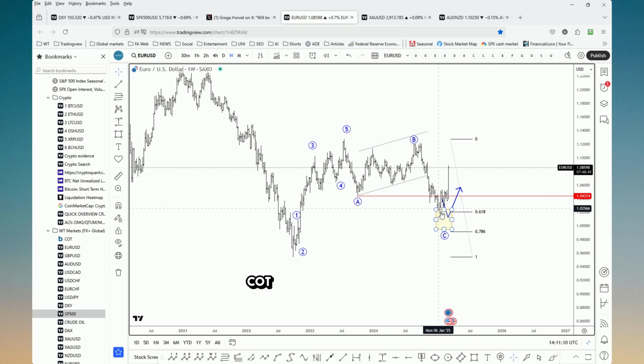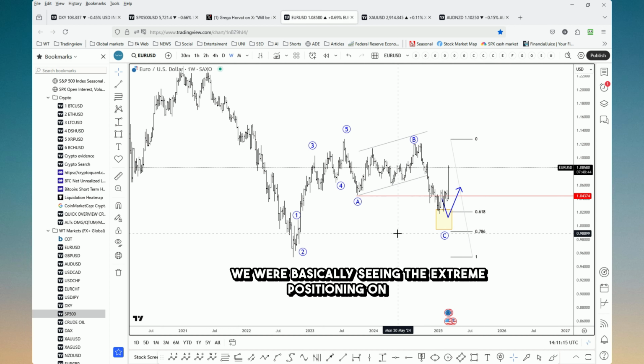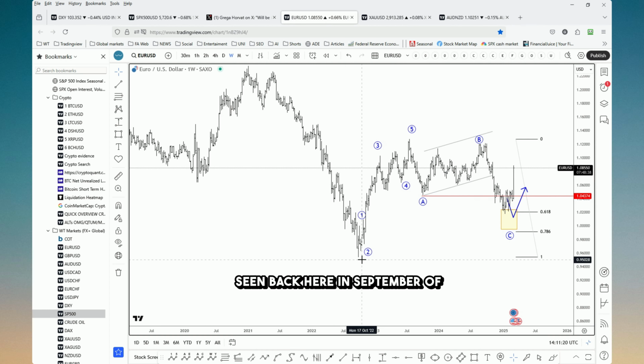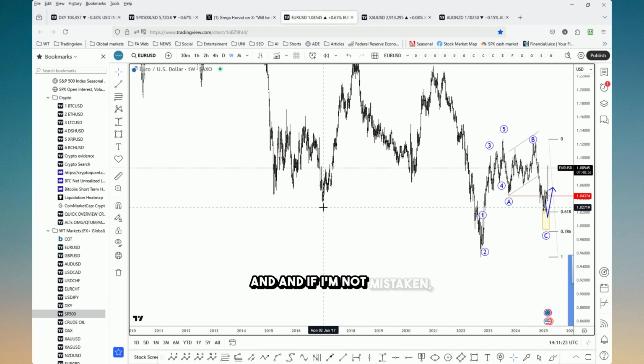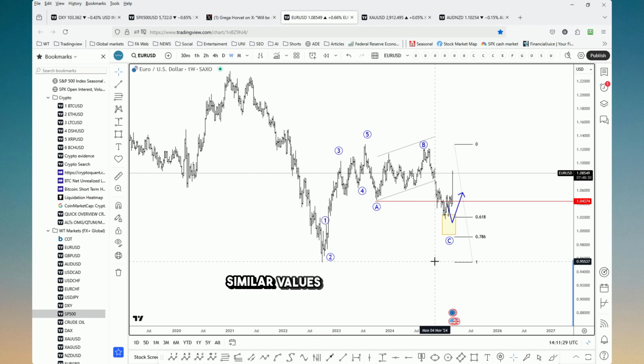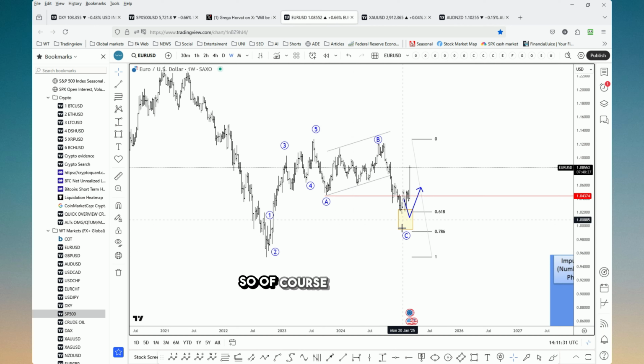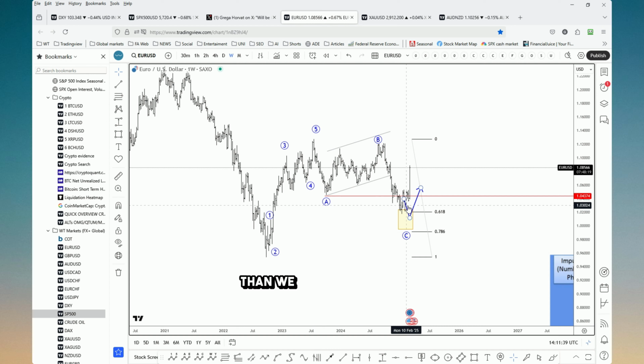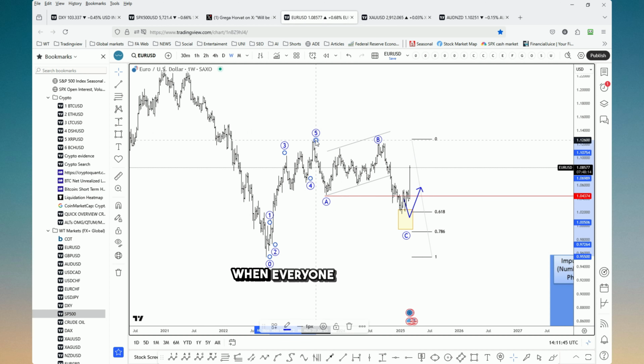And we know what the COT data was pointing out down here. We were basically seeing extreme positioning of large speculators at similar levels to what we have seen back here in September of 2022, and if I'm not mistaken, even January 2017. So of course, this COT data months back was suggesting that rather than turning bearish, I saw the sentiment moving to extremes, suggesting that when everyone was so bearish on the euro, we should be aware of the opposite.